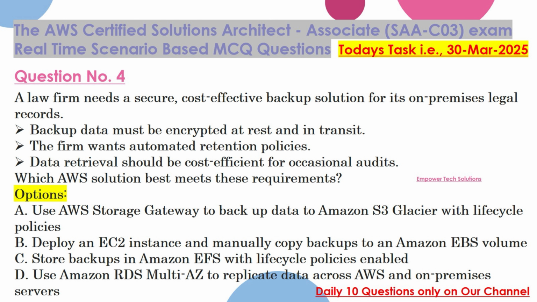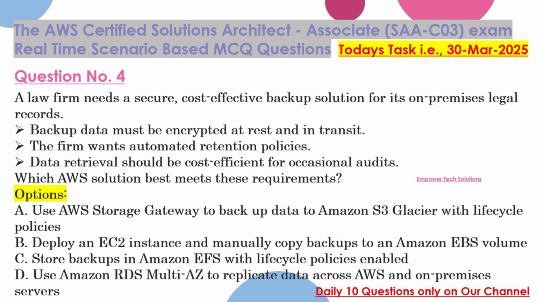Question 4. A law firm needs a secure, cost-effective backup solution for its on-premises legal records. Backup data must be encrypted at rest and in transit. The firm wants automated retention policies. Data retrieval should be cost-efficient for occasional audits. Which AWS solution best meets these requirements?